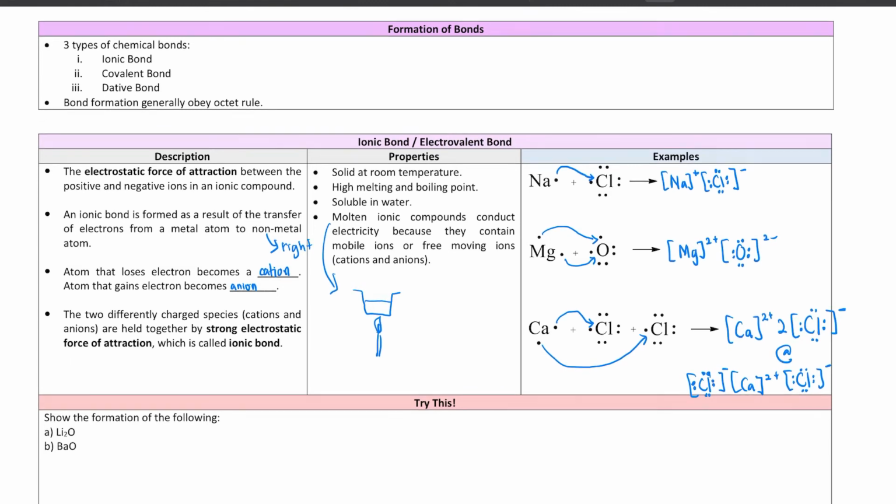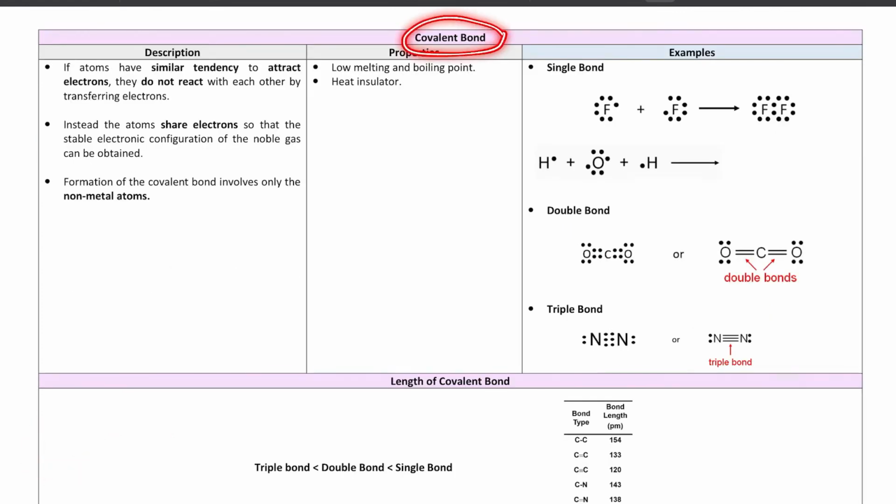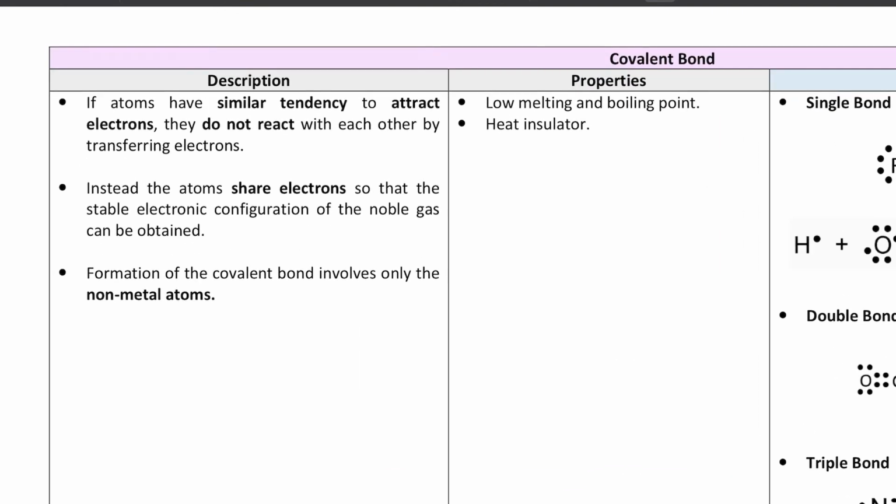Okay, so next, as usual, ada soalan try this, so you can try to show the formation of the following compound. Okay, next let us look at covalent bond. Okay, so description for covalent bond: if atom has similar tendency to attract electron, they do not react with each other by transferring electron. Okay, kalau kamu perasan tadi transferring electron adalah antara metal and non-metal. Okay, metal kalau dalam periodic table sebelah kiri, non-metal sebelah kanan.